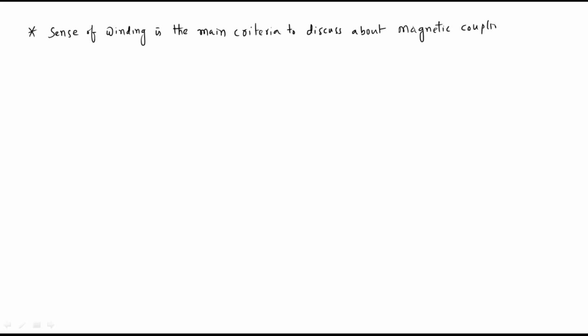So sense of winding is the main criteria to discuss about magnetic coupling. Then what is sense of winding? That is nothing but direction of orientation of winding.